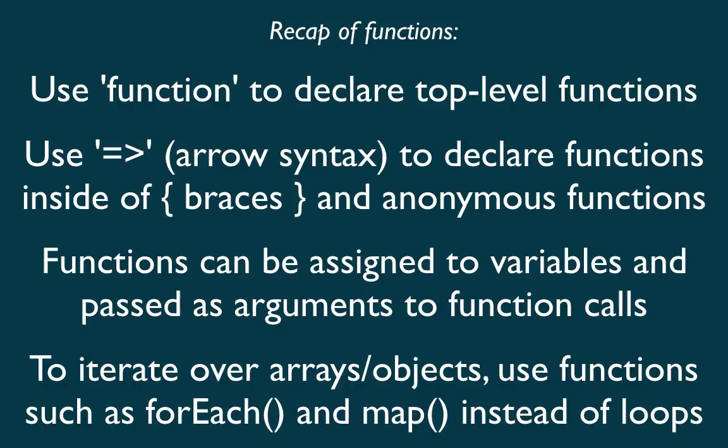Okay, recap of functions. So use the function keyword to declare top-level functions. Use the arrow syntax, the equal sign greater than, to declare functions inside of braces, and anonymous functions, right? Those are the functions that you pass to other functions without declaring a name. So use the arrow syntax always. Functions can be assigned to variables, and they can also be passed as arguments to other function calls like forEach and map. And to iterate over arrays and objects, consider using functions such as forEach and map instead of loops. Again, this is a stylistic choice. You can do it if you want, but I just want to present different alternatives.